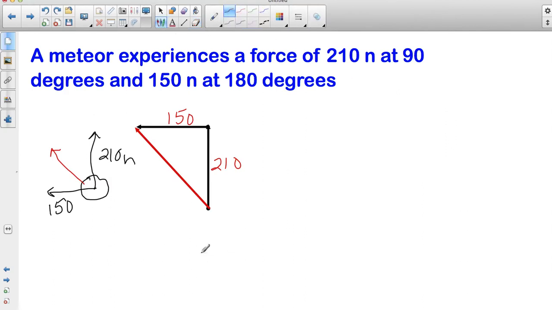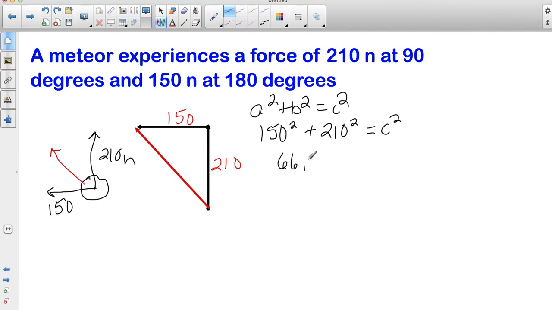Okay, so I think many of us already understand that I'm going to use the Pythagorean theorem to figure this out, which is just that a squared plus b squared equals c squared. So I'm going to say, 150 squared plus 210 squared is equal to c squared. Now I'm going to let you do the calculator work on this, and I just checked that in advance. This is going to end up being 66,600 newtons squared is equal to c squared. Okay, c I guess would be this right here.